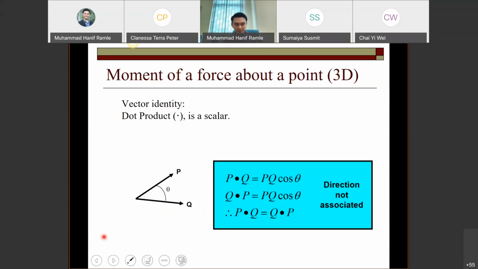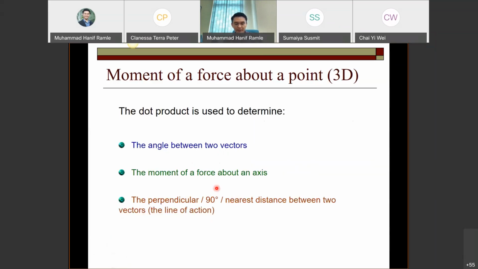And then the second parameter is the moment of a force about an axis. Let's say we have one force and one axis like this, for example. Then we can determine a moment about this axis. So this is the force. We can determine a moment about this axis using dot product. Later on, I will show you an example.